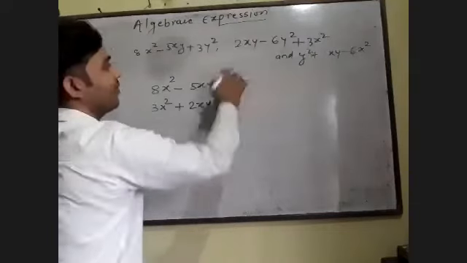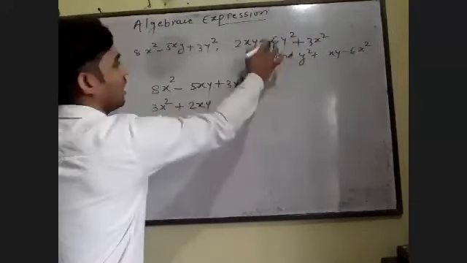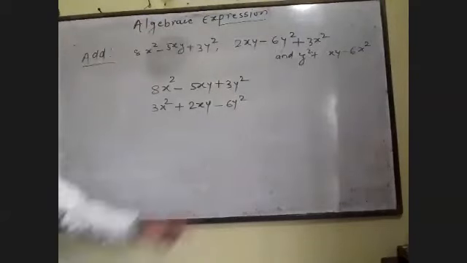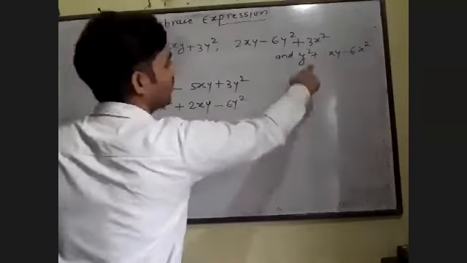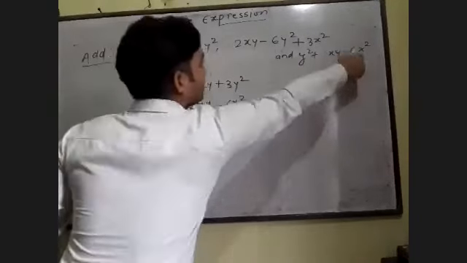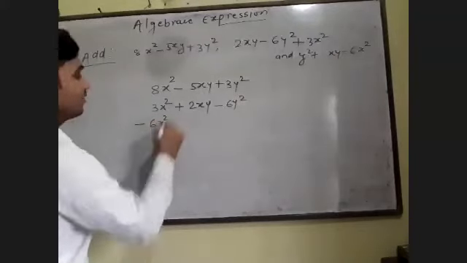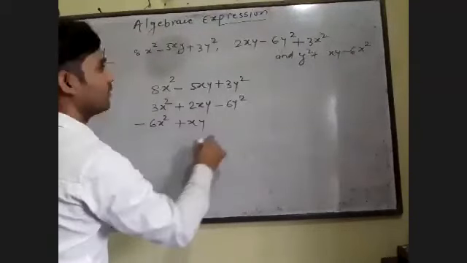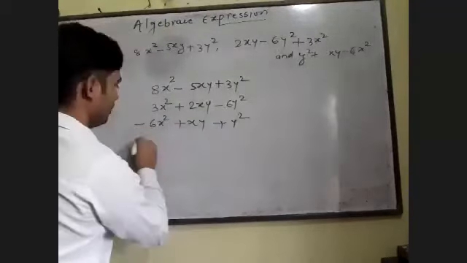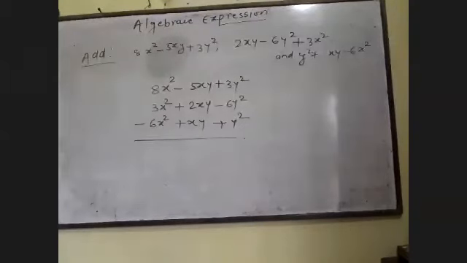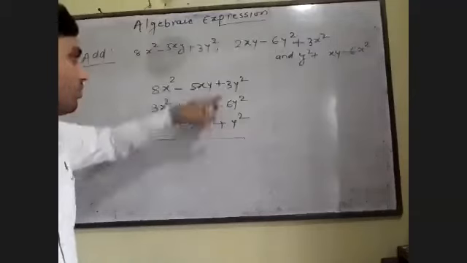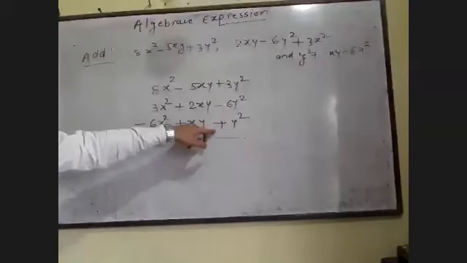That is y square, see the power. Y square, what becomes? Minus y square, 6y square. Next, what can we write? Minus 6x square. Plus xy, plus y square. Add it. What becomes? See, plus plus plus plus. So 3 and 3, what becomes? 4y square.